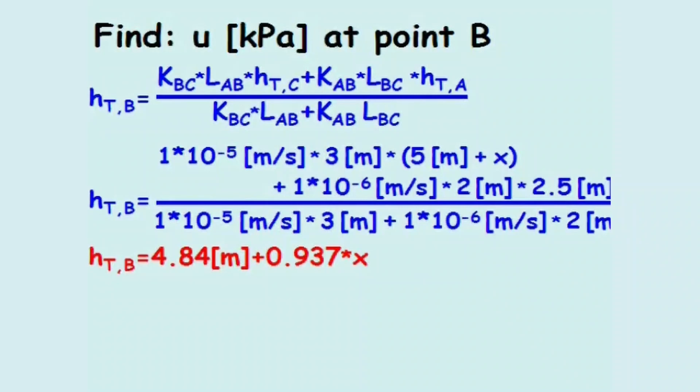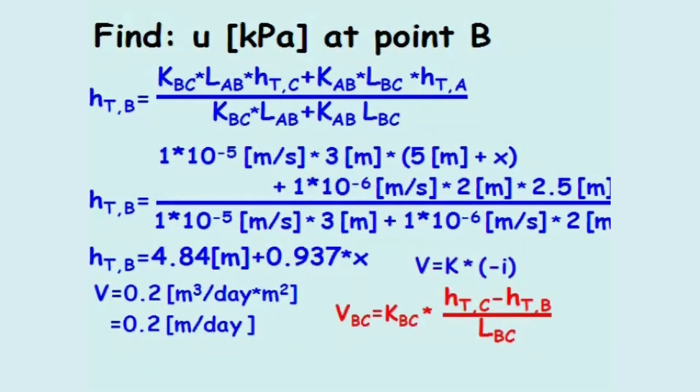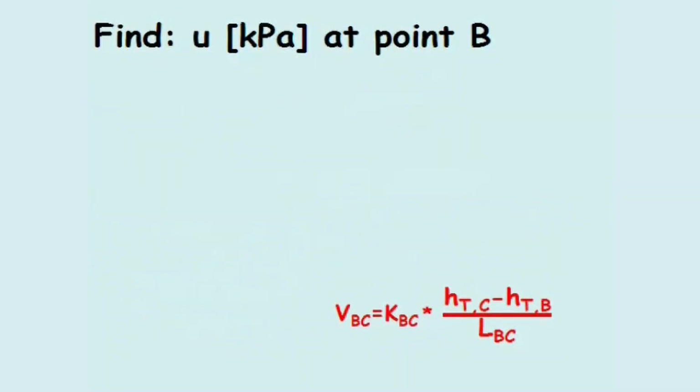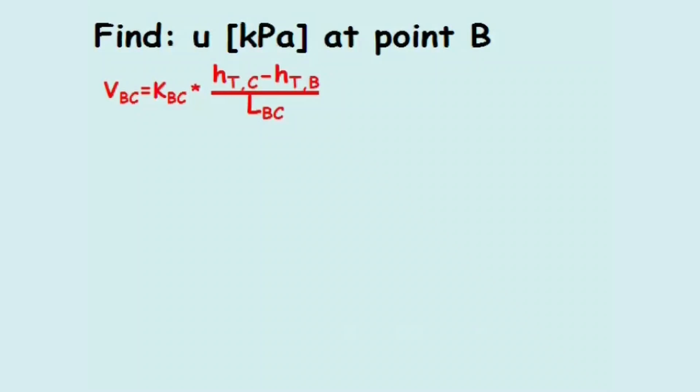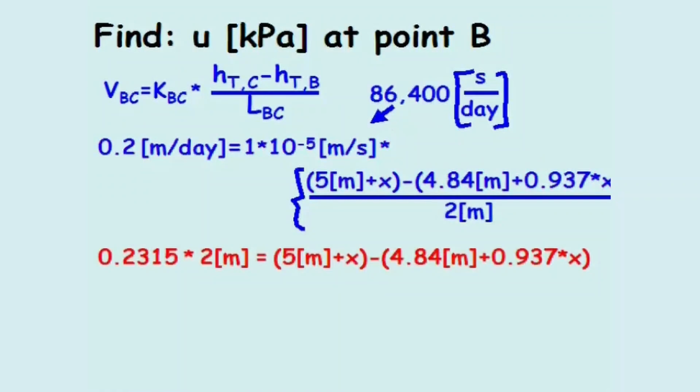In the problem statement, we were given that the measured seepage velocity, v, downward through the soil is 0.2 meters cubed per day per meter squared, or more simply, 0.2 meters per day. This seepage velocity is equal to the hydraulic conductivity times the gradient in the direction of flow. If we evaluate BC, we can make a couple substitutions and solve for the depth of water, x, explicitly. After converting the units and a little algebra, we find that the depth of water, x, is 4.81 meters.